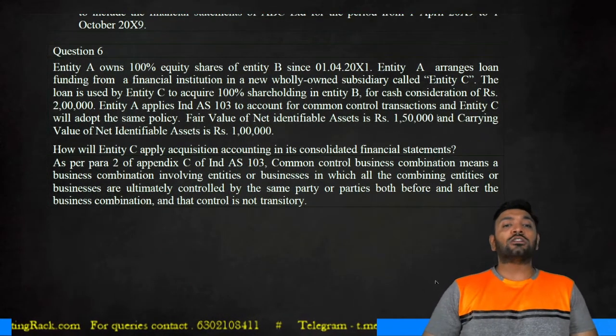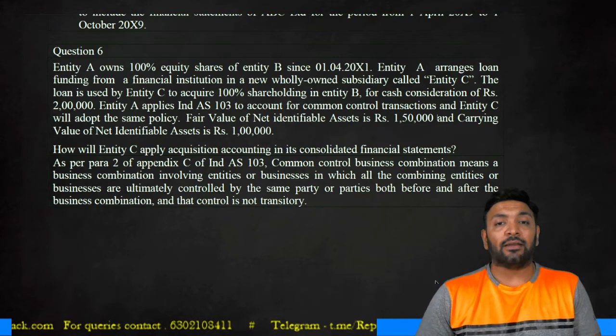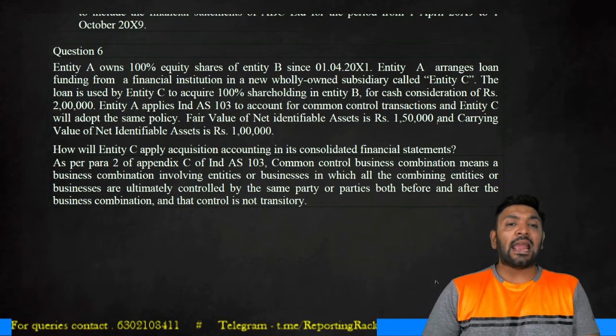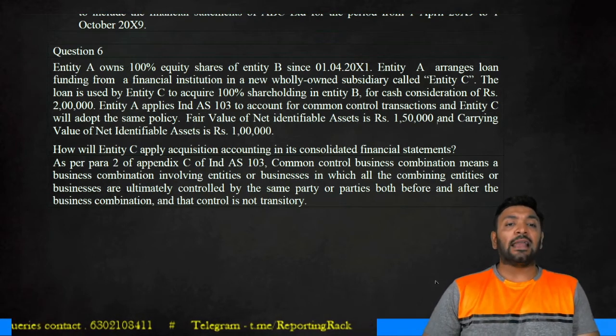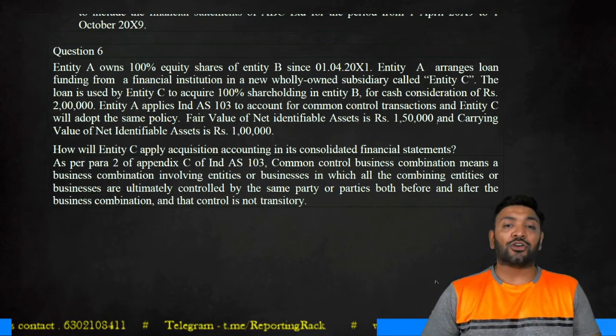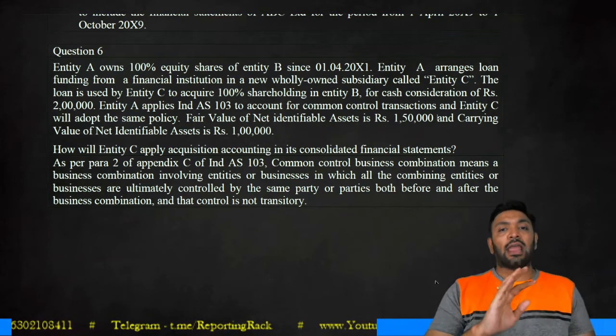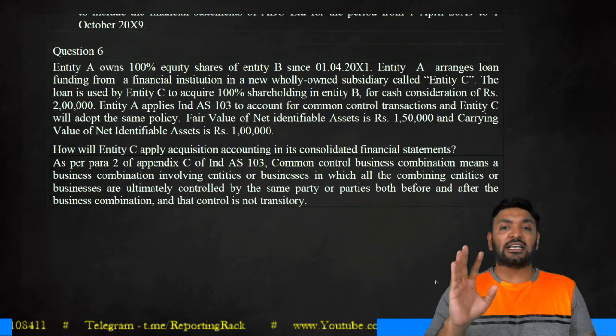Entity A owns 100 shares of Entity B since 1st April 2011. Entity A arranges a loan funding from financial institutions in a wholly owned subsidiary called Entity C. So A holds 100% shares in Entity B.